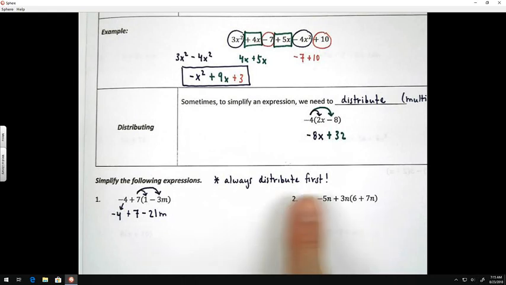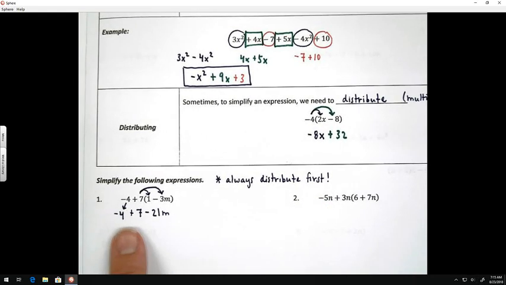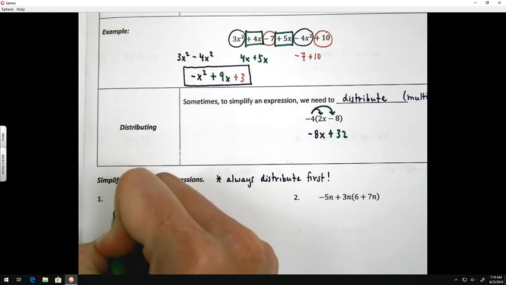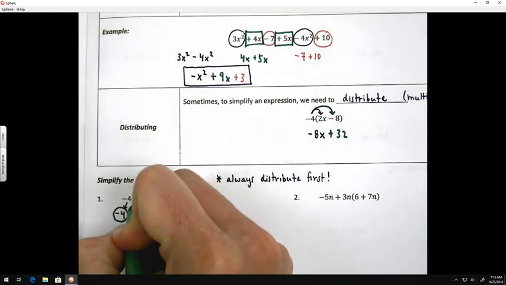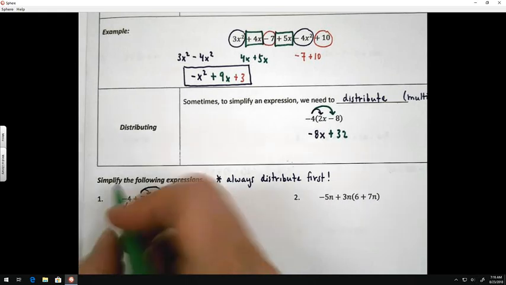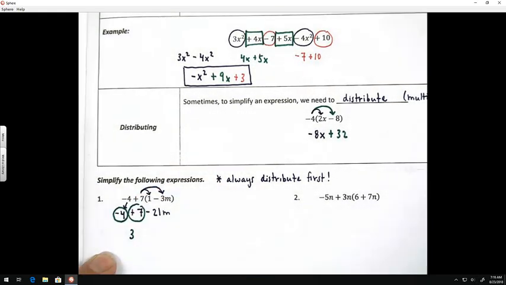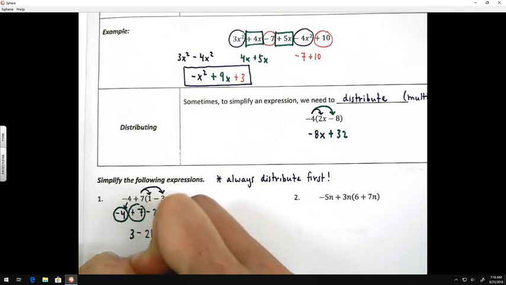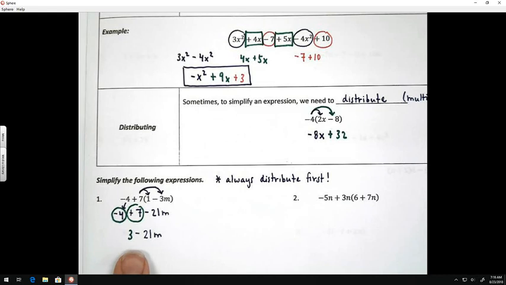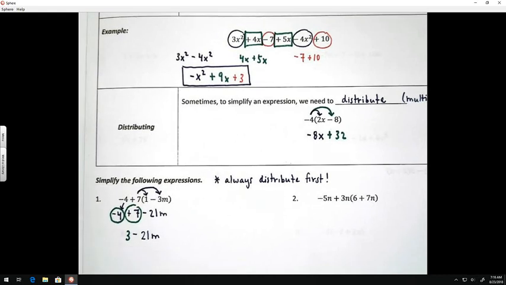Now, once I've distributed, I can go see if I have any like terms. What I notice is that I actually have 2 constants. Remember, constants are numbers that are just by themselves. I have a negative 4 plus 7. If I add negative 4 plus 7, I get positive 3. And then I would bring down the minus 21m. Now there's no parentheses and there's no like terms, so I know that expression is simplified.